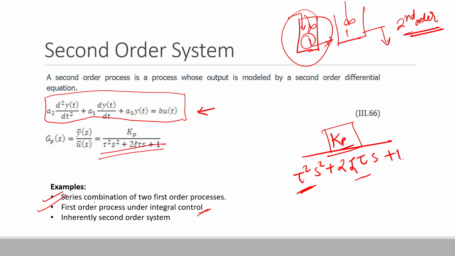Then the third kind of examples are the systems that are inherently second order. Such systems are by default governed by second order differential equations. One such example of a second order system can be a U-tube manometer that is used to measure pressure. So this is an example of an inherently second order system.